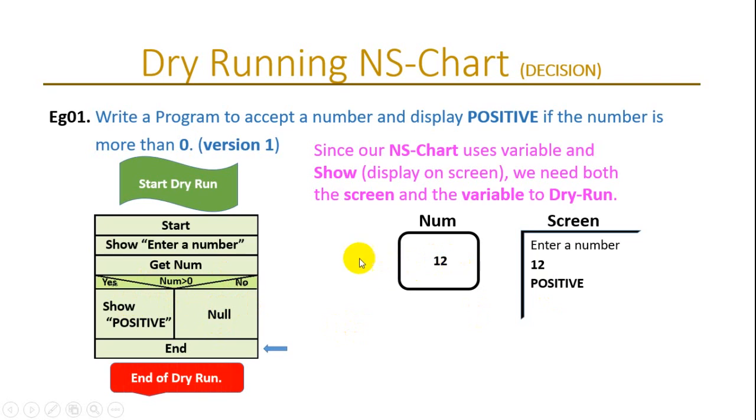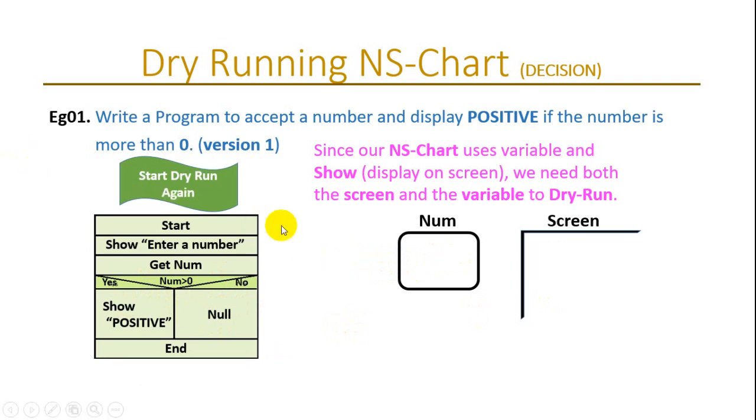So let's do this one more time with a different number, maybe a negative number. Dry run that again. Start from the beginning. Start, then show enter a number. So that should appear here: enter a number. Then go to the next line. Get number. Now it's waiting for you to type in something. This time purposely you're typing a negative number, just to see what happens. This number will be taken by this variable, like I told you, which is num. So num will get minus 25. Then you go to the next line.